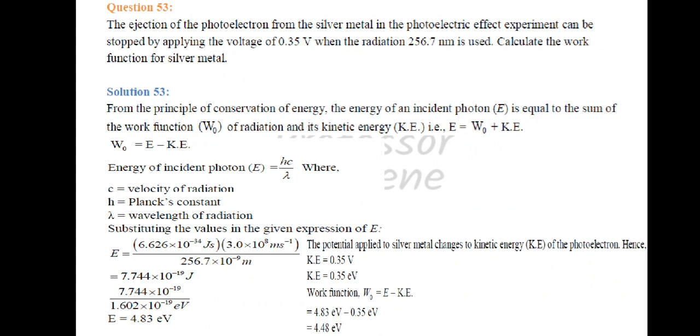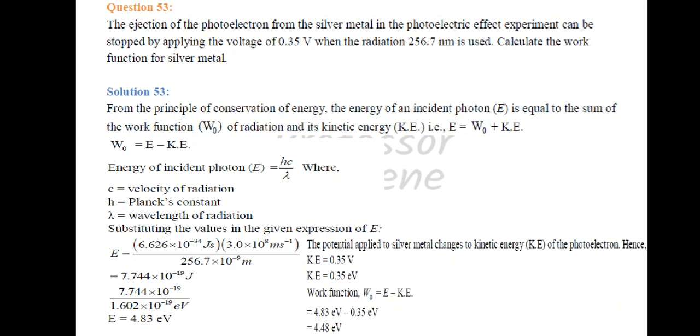Putting in the values, we can calculate energy as 6.626 into 10 power of minus 34 into 3.0 into 10 power of 8 upon lambda, given 256.7 into 10 power of minus 9 meters. So it is equals to 7.744 into 10 power of minus 19 joules. In electron volts, we divide by 1.602 into 10 power of minus 19, it becomes equals to 4.83 electron volts.